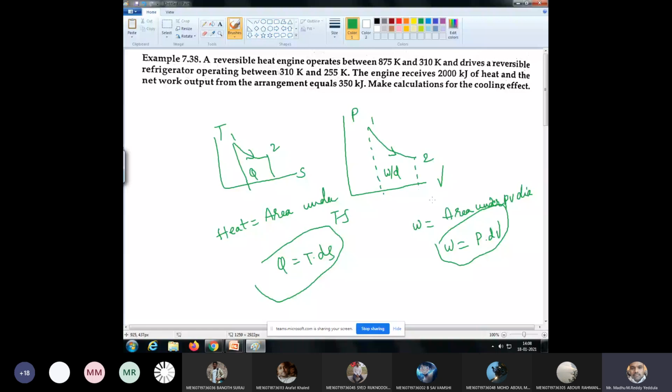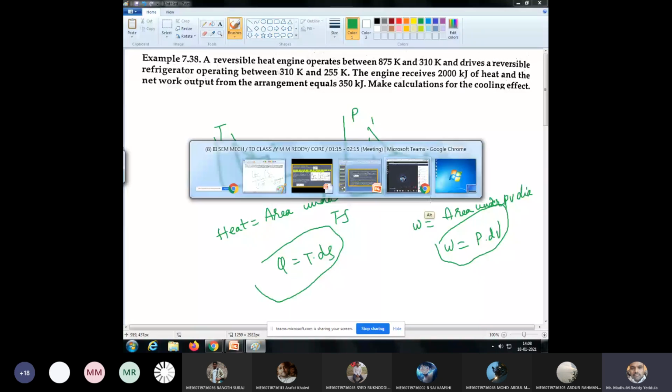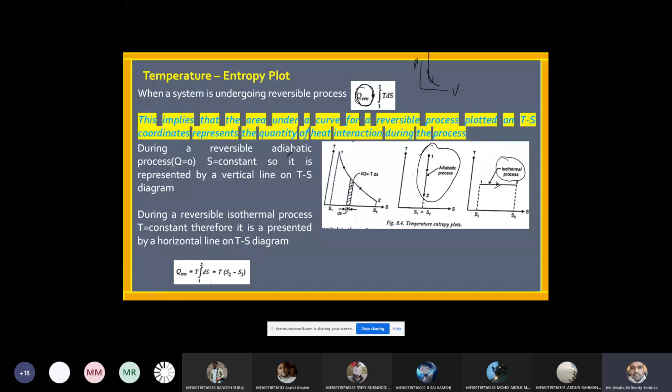So during a reversible adiabatic process, Q equal to 0. During reversible adiabatic process, we know entropy is constant. So it is represented by a vertical line in TS diagram. During isothermal process, T is equal to constant. Therefore, it is represented by a horizontal line. So Q equals T into S2 minus S1. Now when entropy is constant, S2 is equal to S1, Q is also 0. Agree?